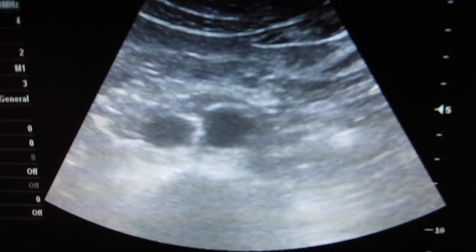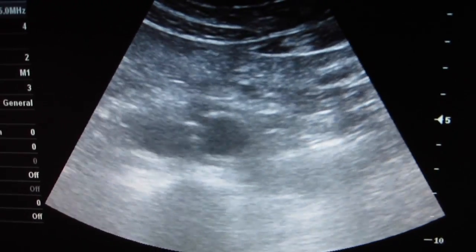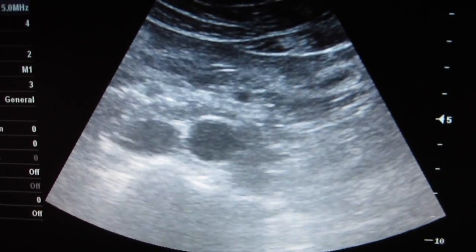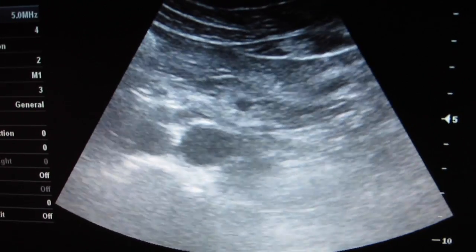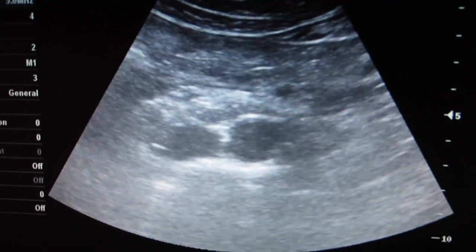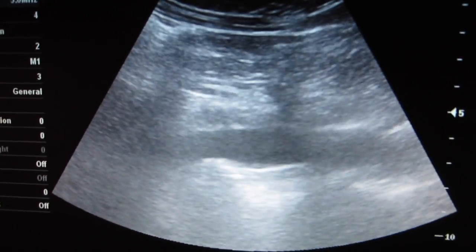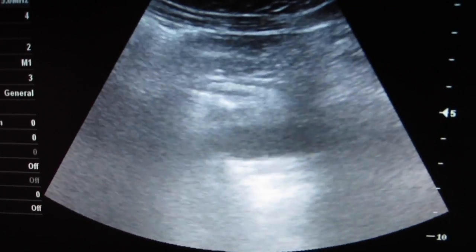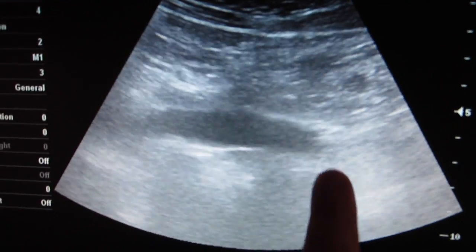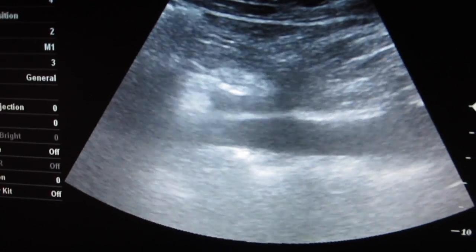Sometimes it is difficult to visualize the spine or other landmarks that help you identify the aorta. If you would like to ensure that what you're looking at is the aorta, you can center it on the screen, turn your probe 90 degrees with the indicator towards the patient's head. And here you can see the thick-walled aorta in a long axis view, and it appears to be pulsating.